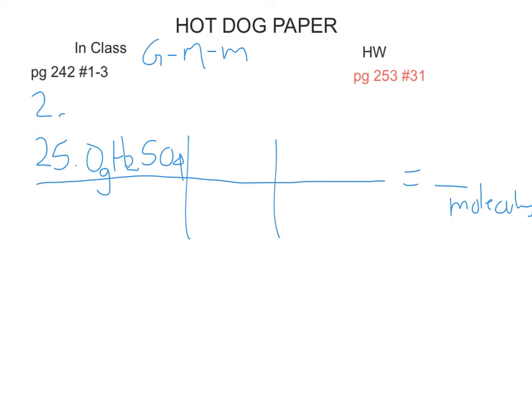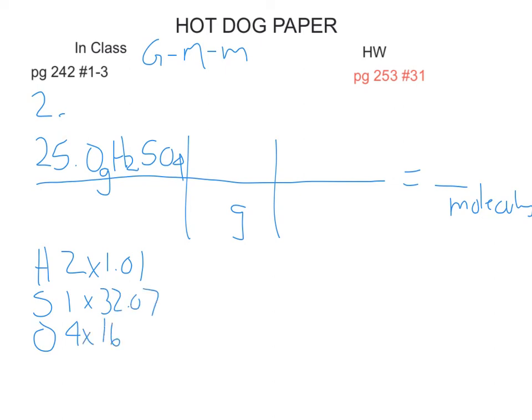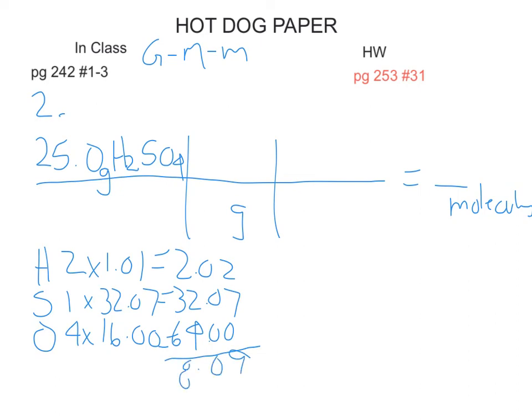Alright, first step is, since we have grams here, that means we have to put grams on the bottom over here. So the first thing that we need to do is to calculate the grams of sulfuric acid. So there are 2 H's, 1 S, 4 O's. Alright, so we're going to multiply across: 2.02, 32.07, and 64.00. Add down, 98.09 grams for sulfuric acid.